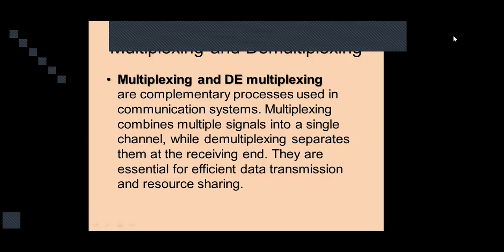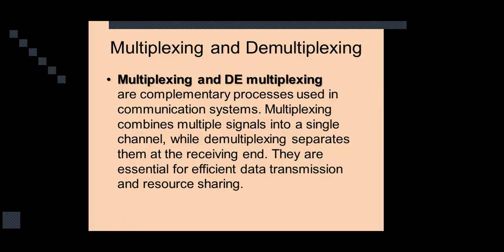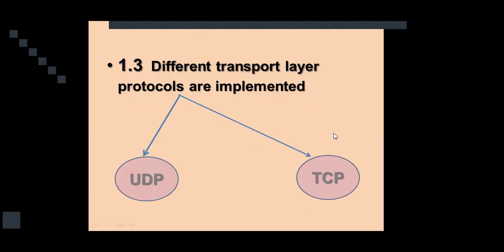Then we have the concept of multiplexing and demultiplexing. They are complementary processes: multiplexing combines multiple signals into a single channel, while demultiplexing separates them at the receiving end. This is the basic difference. They are essential for efficient data transfer and resource sharing.